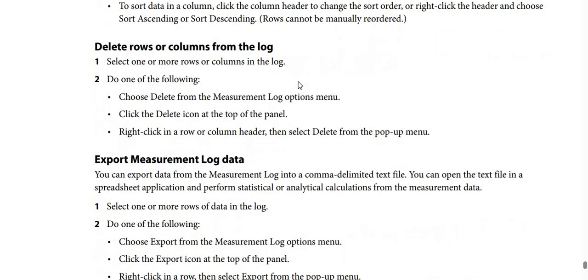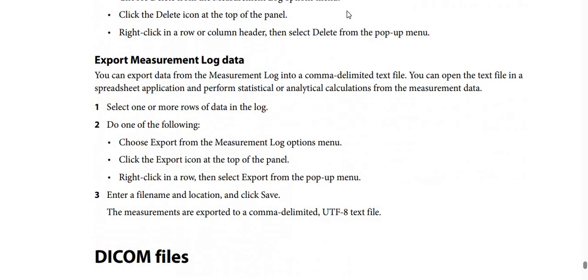How to delete rows or columns from the log. We have two steps. Number one, select one or more rows or columns in the log. Step number two, do one of the following. You should choose Delete from the measurement log options menu. Or click the delete icon at the top of the panel. Or right click in a row or column header and then select Delete from the pop-up menu.